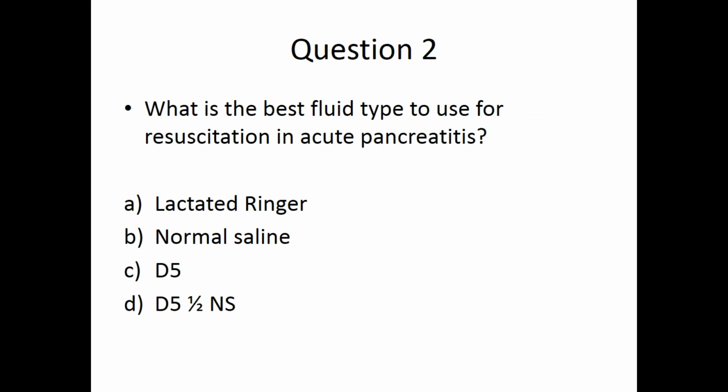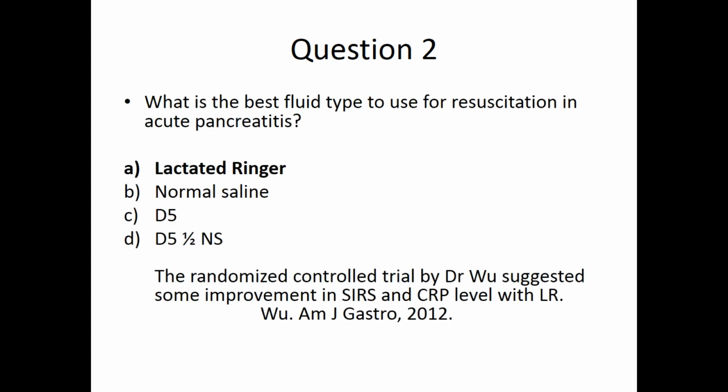Question 2. What is the best fluid type to use for resuscitation in acute pancreatitis? A, lactated Ringer. B, normal saline. C, D5. D, D5 half NS. Answer is A, lactated Ringer. There's a randomized trial by Dr. Wu that suggests some improvement in SIRS and CRP level with lactated Ringer. And based on this, it seems that this is a preferred means of resuscitation.